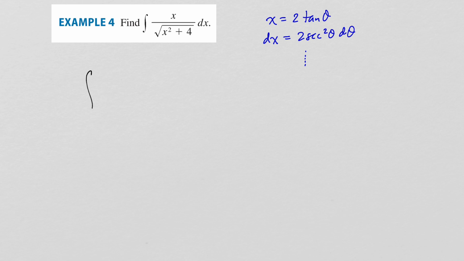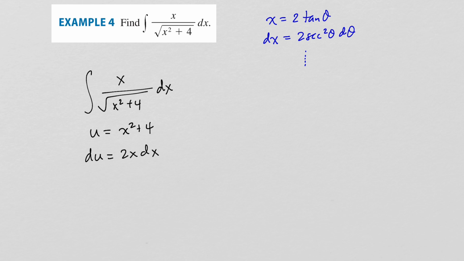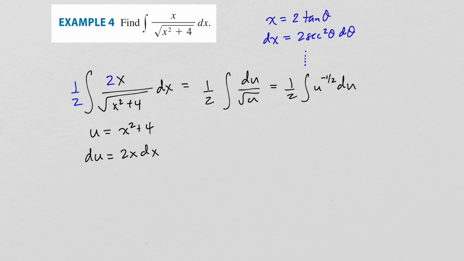Take a look at the problem. You have the integral of x over the square root of x squared plus 4. We can use regular u substitution on this problem. If I let u equal x squared plus 4, du will be 2x dx. And if I put the 2 in here and the 1/2 on the outside, this becomes 1/2 the integral of du over the square root of u, or 1/2 integral of u to the negative 1/2 du. Take the antiderivative, we get u to the positive 1/2 divided by 1/2.